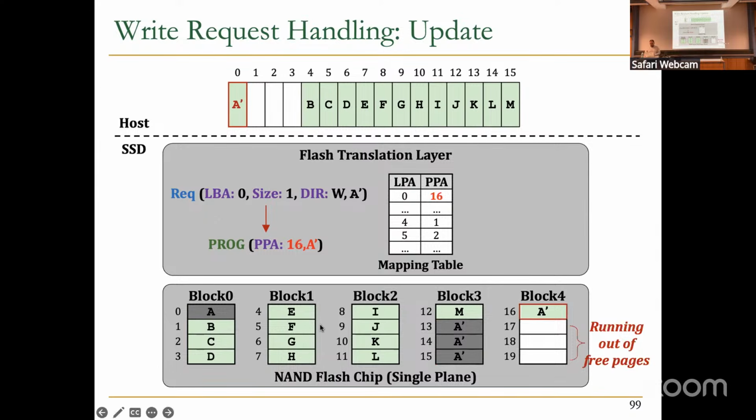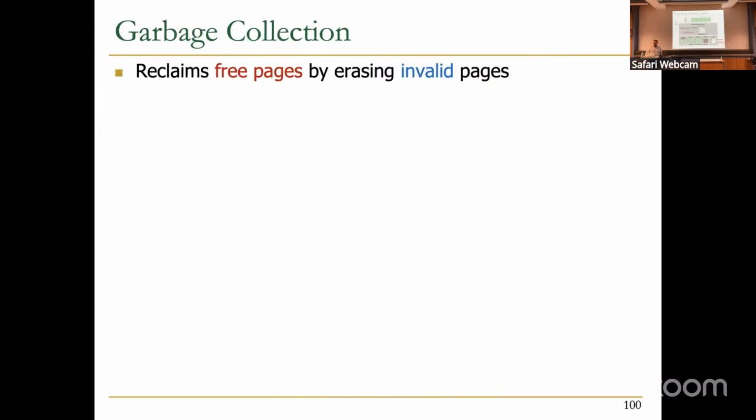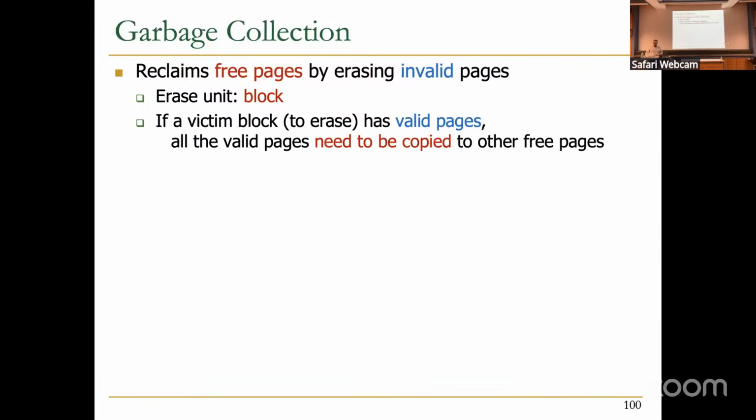At some point, we are running out of free pages. We don't wait to completely run out of free pages and then start. There should be a threshold at which we invoke the procedure garbage collection to reclaim free pages. The erase unit is a block. Garbage collection needs to make sure that we can erase the whole block. That's the procedure.